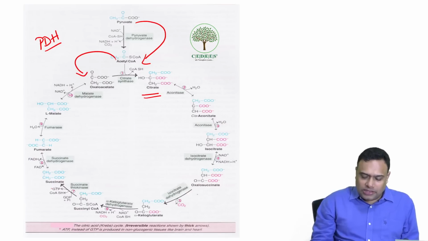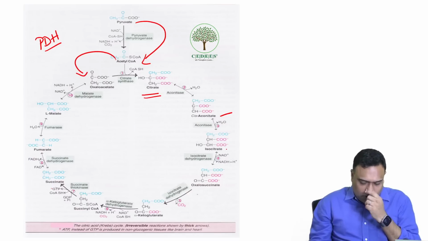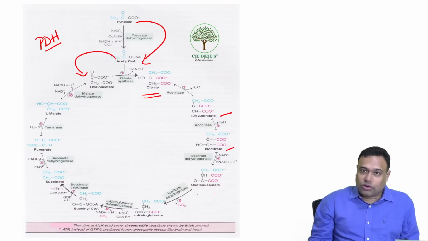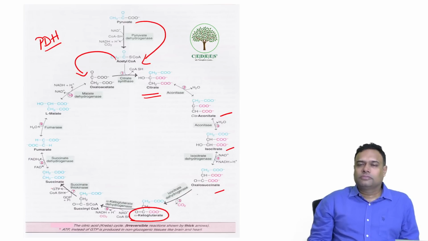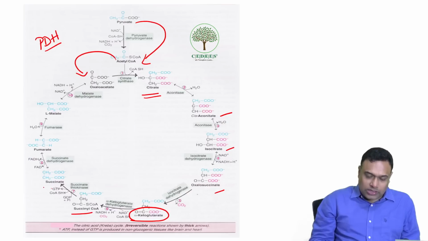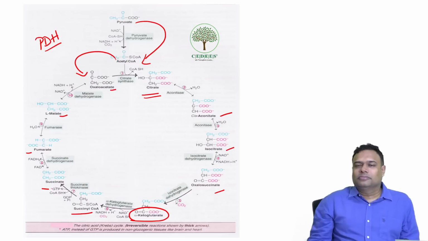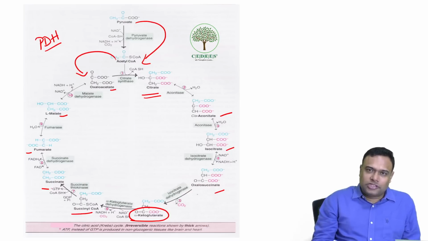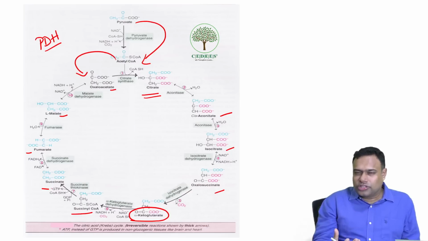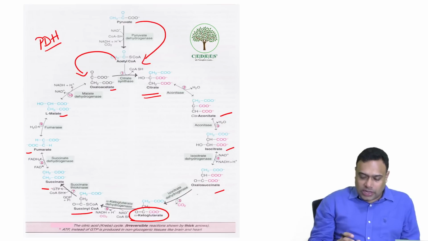Okay, and then citrate forms cis-aconitate, it forms isocitrate, it forms oxalosuccinate, forms alpha-ketoglutarate, forms succinyl-CoA, succinate, fumarate, L-malate, and oxaloacetate. Back again. Okay, so oxaloacetate is the first product to be used as well as the last product to be formed in the Krebs cycle. Okay, next.